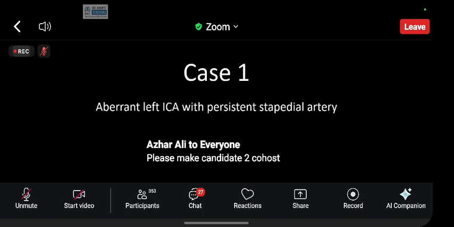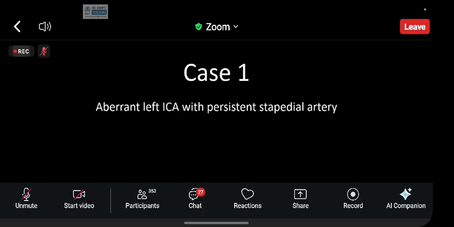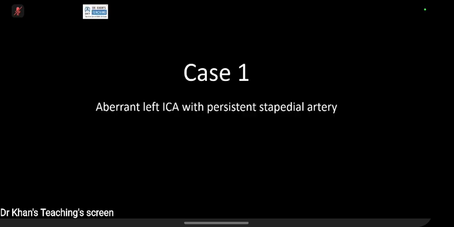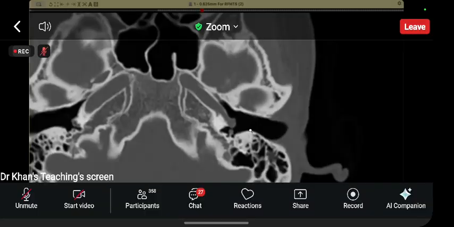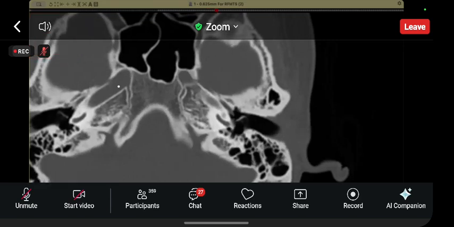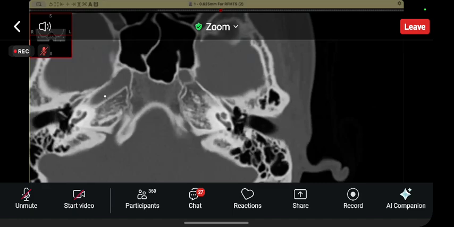This is aberrant left internal carotid artery with persistent stapedial artery. First of all, let me go through the case and then we will revise the anatomy. I have selected this case just as an initial case to develop your concepts of anatomy. Basically, we will come back to the details, but the relevant portion is look at the carotid canal here.